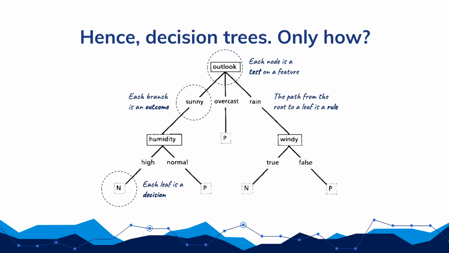And when you traverse a tree from the beginning to the end, you have a rule. So, paraphrasing: if outlook is equal to rain and windy is equal to false, then go hiking. If outlook is equal to overcast, then go hiking. If outlook is equal to sunny and humidity is normal, then go hiking. These are rules. So decision trees are nothing but a way to represent rules, a flow chart of conditional decisions, if-else statements, okay?